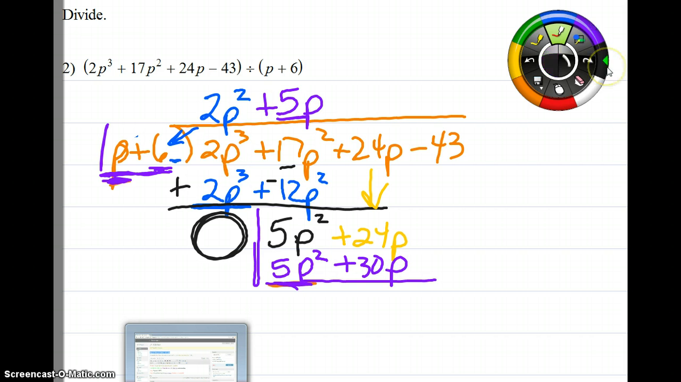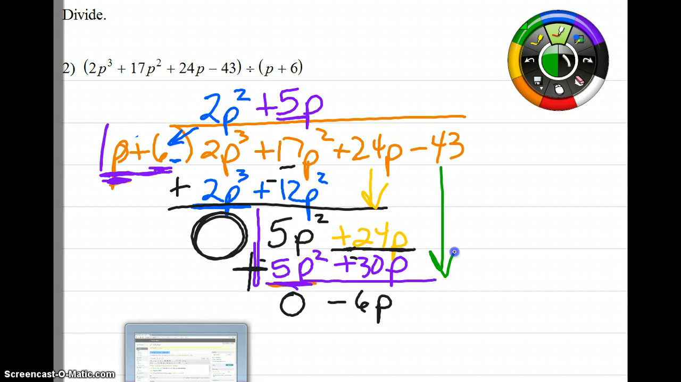Our next process is to subtract. So once again, you can see how this 5p and this 5p squared will be 0. 24 minus 30 is actually a negative 6p. That's kind of hard to see. So change these two opposites, and then you can see positive 24 plus a negative 30 will give you a negative 6p.